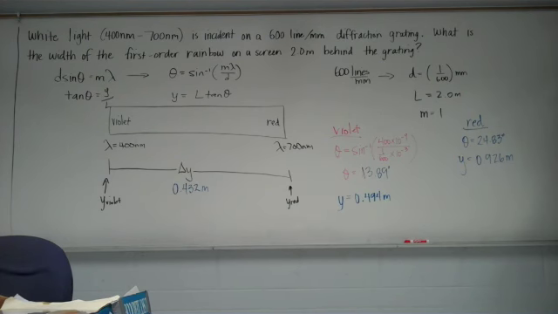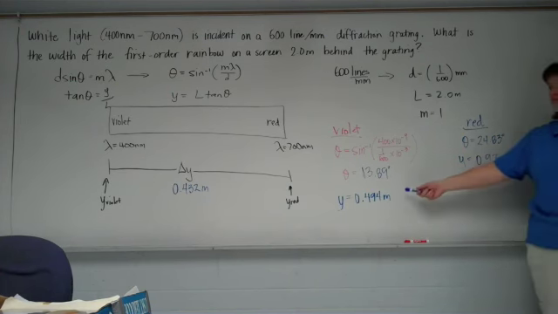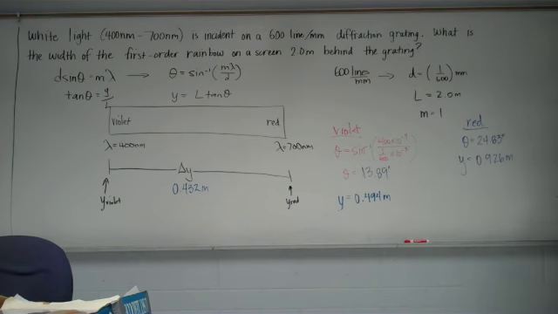Questions about getting any of that? How'd you get the 0.432? Subtracted these two. So delta y is going to be how wide it is, just subtracting y for the red minus y for the violet. That'll tell you how much distance there is between the two ends.